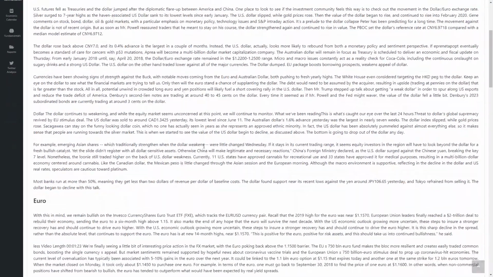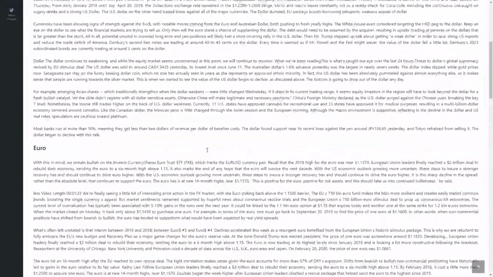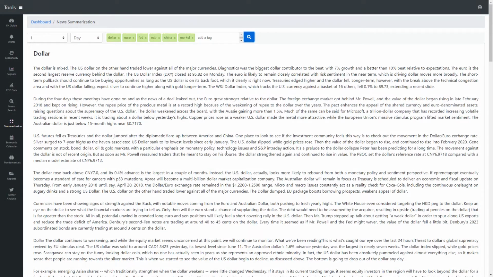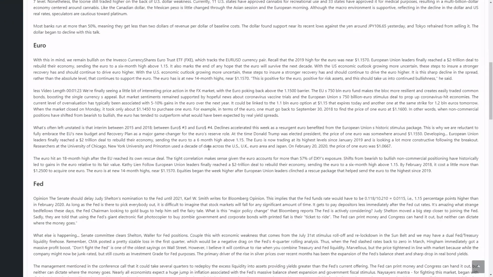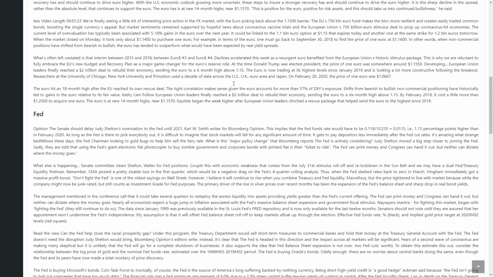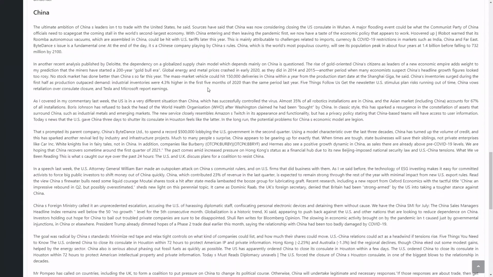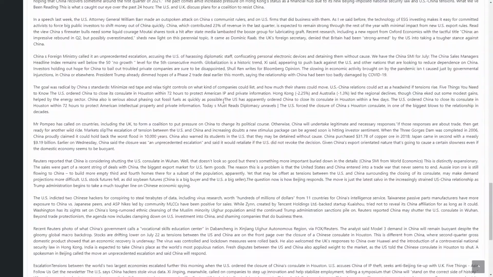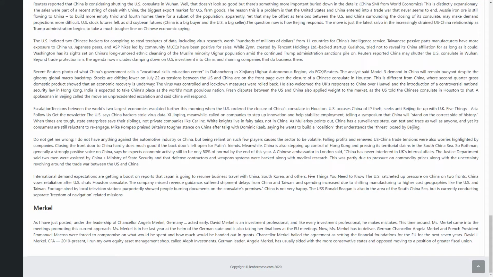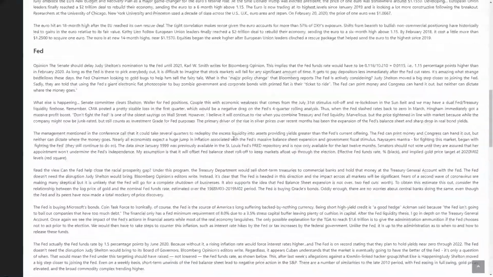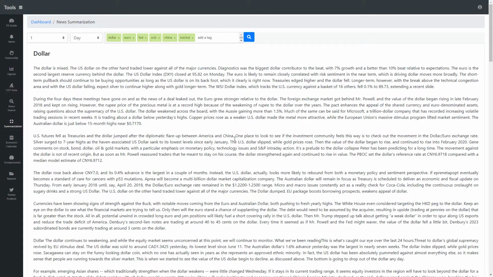So you get a report like this, for example, saying that the dollar is mixed, the US dollar, on the other hand, traded lower against all the major currencies, and you also have this summarization for the euro, for the Fed, for China. So you get a personalized report for what you need to know instead of going to Google and going to all the news. We have a bot that does this for us.